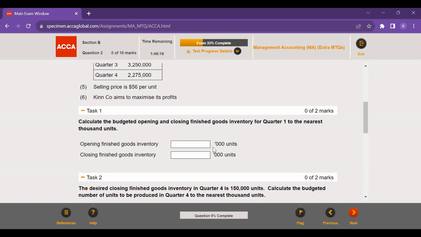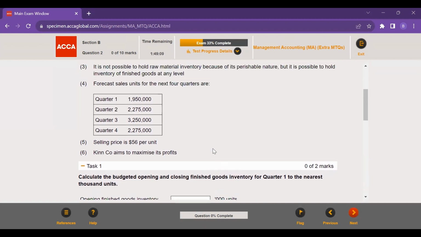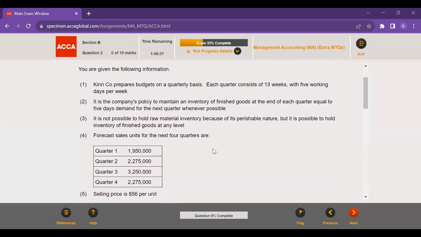So whatever your answer is, you have to remove 3 zeros from that and then enter your answer. So let's first find out the workings. The company has a policy that it will hold the inventory of 1 week's worth of the next 1 week's sale of the next quarter. So this is what was given to us over here.